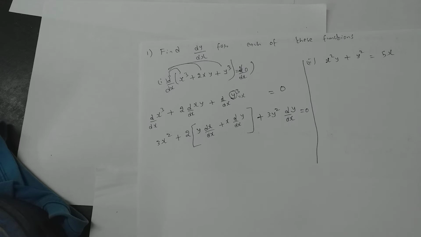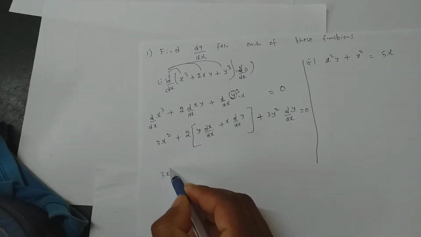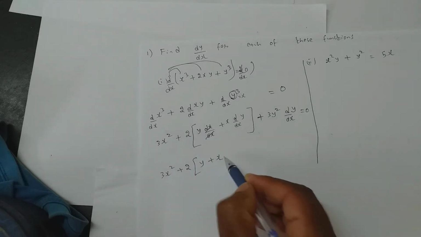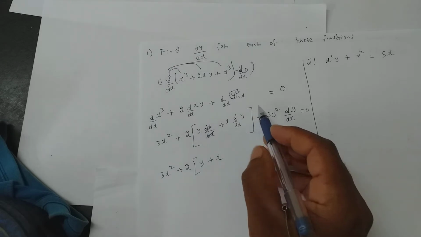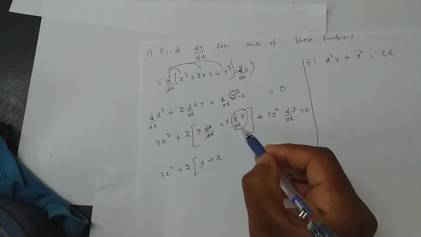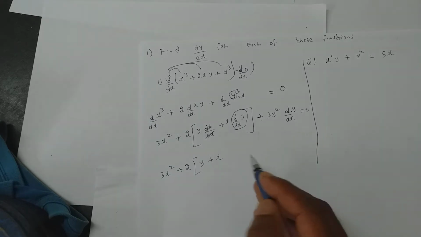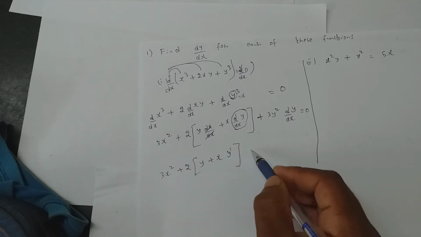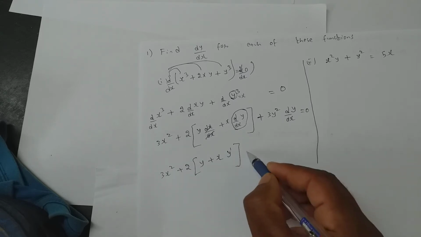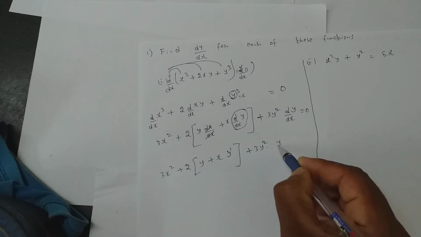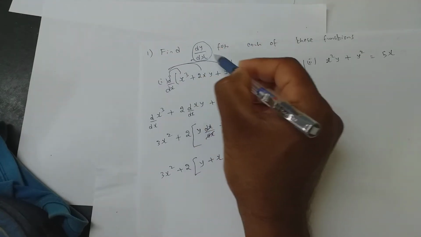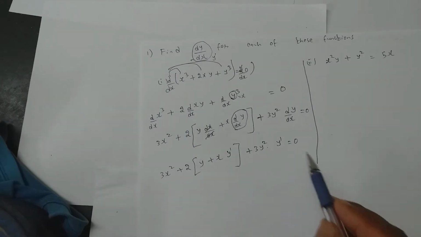Am I clear? Now 3x square as it is, plus 2 into y, dx gone, plus x into, here what is left? Dy by dx. So from now onwards, instead of writing dy by dx, I just write y dash. Easier. Plus 3y square into y dash equal to 0. Now in the question, what is he asking? Find y dash. I have y dash here. So if I make y dash the subject, my sum is done.